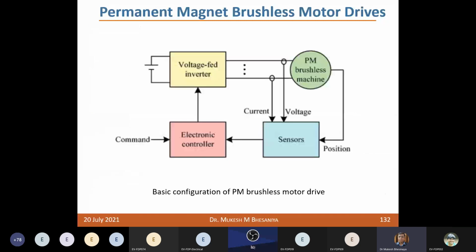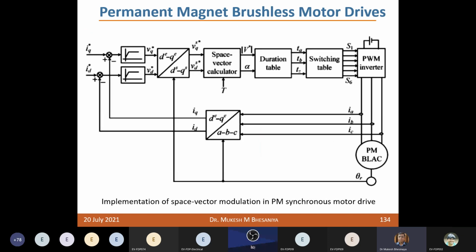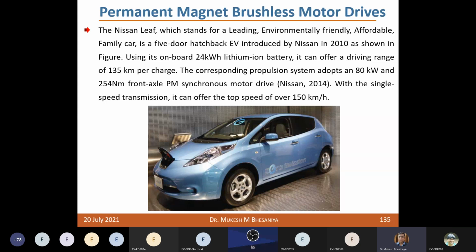And the last part is permanent magnet brushless DC motors, which is another breed of motors which are nowadays very popular, and many people are working on this type of motor. These are the control aspects, and this is a Nissan Leaf, in which they have used the permanent magnet synchronous motor.